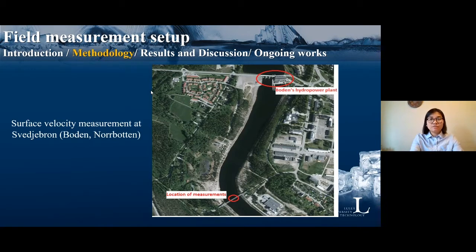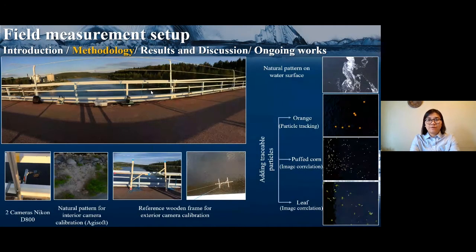In this measurement, we used two cameras. The cameras were installed on the bridge. The distance from the camera to the water surface was around 11 or 12 meters. The upper left picture is a view where we install the cameras, set up the trigger, and collect the data from the bridge.